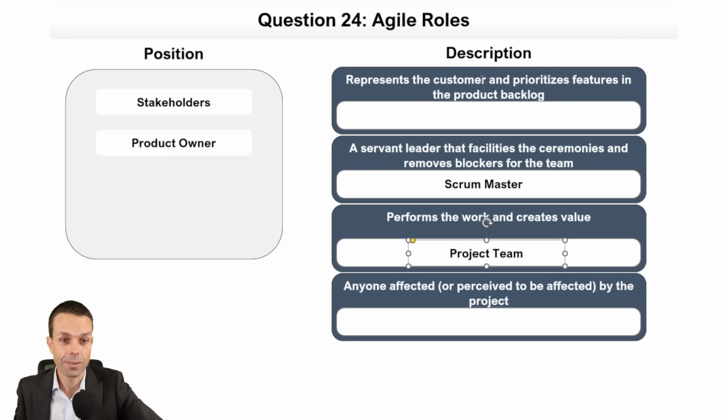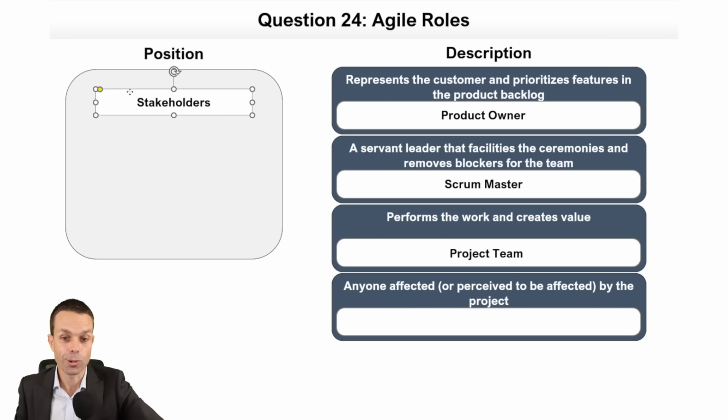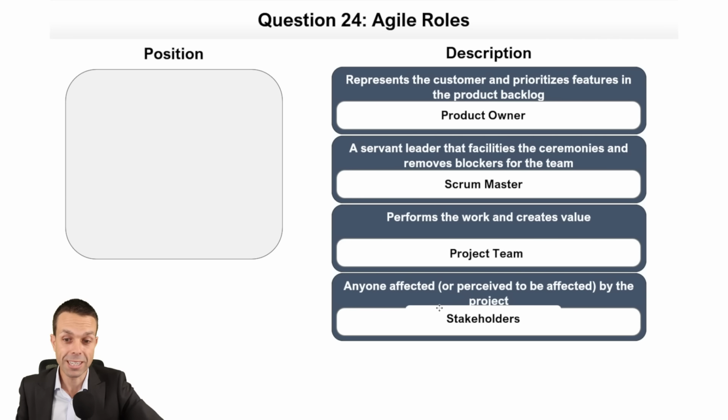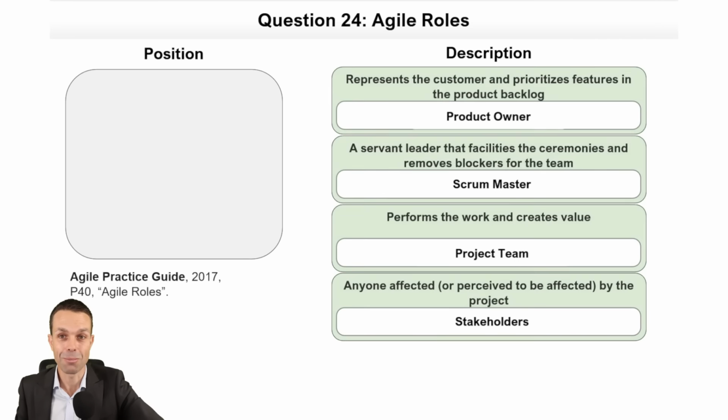Representing the customer, who is that? They prioritize features in the product backlog. That's our product owner. And lastly, a stakeholder is anyone affected or perceived to be affected by the project. Let's quickly check. And that's come through. Excellent work. Agile Practice Guide under page 40, Agile Roles, if you want to check that out for yourself.